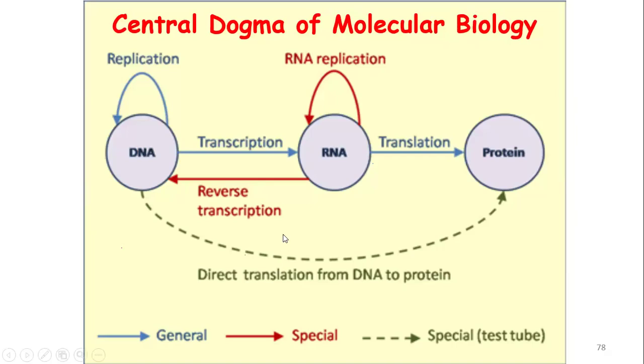So the central dogma of molecular biology: DNA, we have just seen, can replicate itself. We're also seeing now that the information from DNA can be transcribed into RNA. RNA also can replicate itself, and then the RNA will eventually be translated into protein. And then there is reverse transcription that can take place, from RNA to DNA. And also, DNA can bypass this process and go direct to translation into protein.